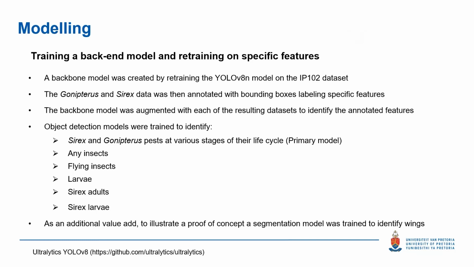So we looked at both, for example, just object detection in terms of the Sirex and Gonipterus pest, their various lifecycle, but also trained it specifically, if it fails to identify those two insects, to identify certain features. And the idea behind these features is that they give a short list. So even if the model doesn't detect the actual pest, it still gives the researchers a short list so they can more quickly and accurately see what was detected on the photo and use the combination of features to derive the possible pest that might have been detected.